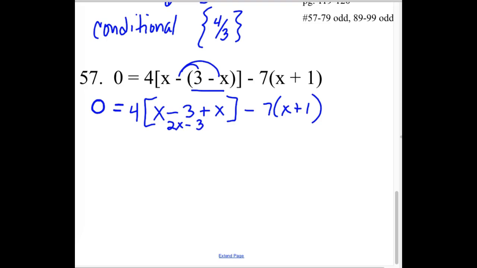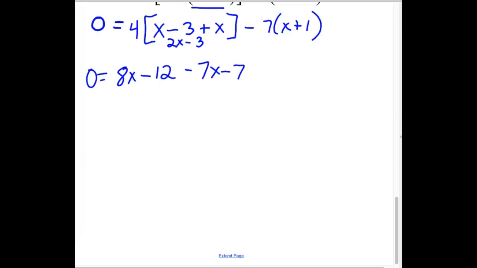And then how do we get rid of the brackets? What do we have to do? Distribute the 4, yes. So 4 times the 2x would give us 8x. 4 times the negative 3 would be negative 12. On the second half of this side here, we've got a negative 7 in front of x plus 1. To get rid of these parentheses, we have to distribute that negative 7. So we would end up with negative 7x minus 7. Okay. Combining like terms, we end up with x minus 19.